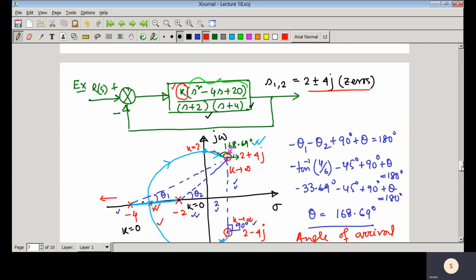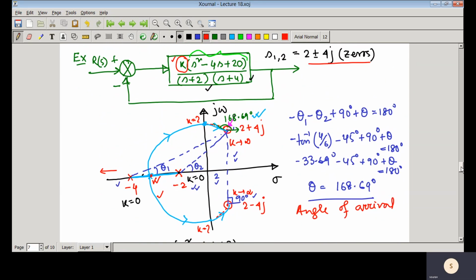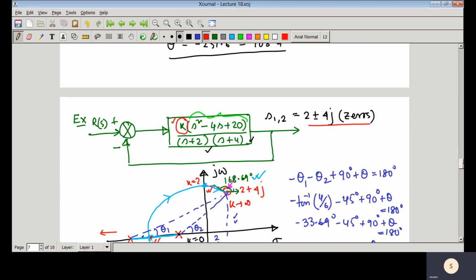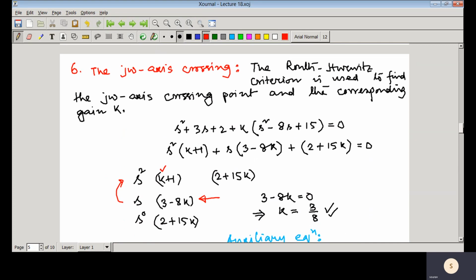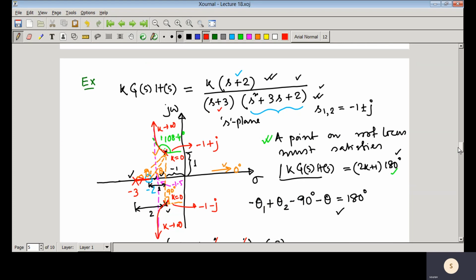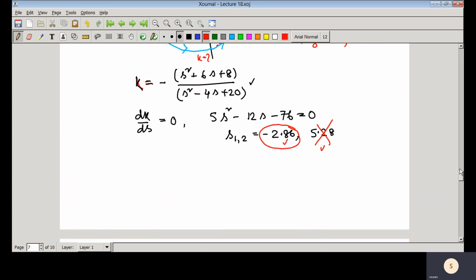So in this particular example, what we have seen, this is the closed loop system, and if we just consider that transfer function, we can see that it has complex conjugate zeros. So we can find that angle of arrival, and we have calculated it, and this is that breakaway point. And then we can see at what value of k it crosses the imaginary axis. So from rule 6, for finding that one, we need to apply the Routh-Hurwitz criteria, and from the Routh table we can find it.